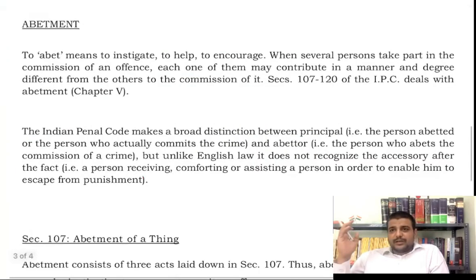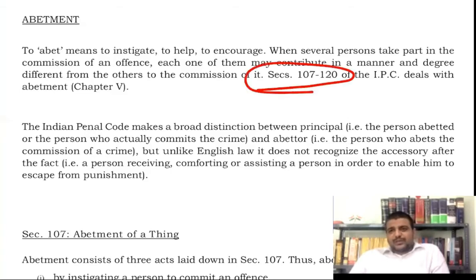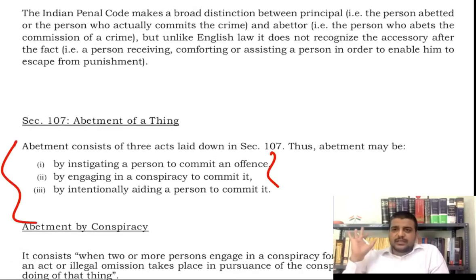If you look at the word abetment, it means to encourage, help, whatever. It is given under 107 to 120. Now, I will not ask you to read each and every section in detail, as it is not needed for our UPSC purposes. So what you have to do is simply study the meaning of abetment under 107. That's it. Nothing more than that.